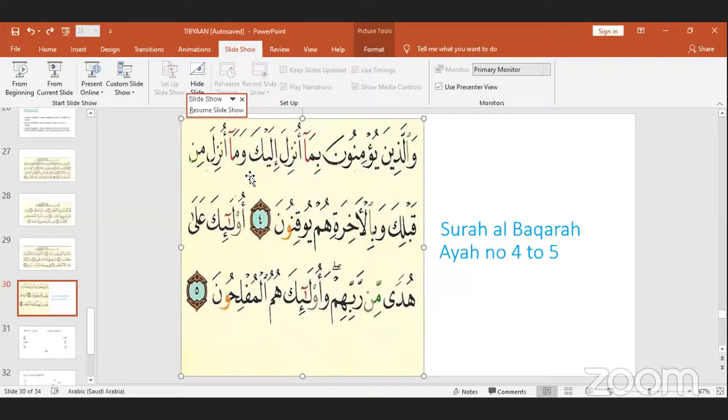So walladina yu'minuna bima إليك. I'm stopping there. If I'm stopping, إليك وما أنزل من قبلك. Again, I'm stopping. So if I'm stopping there, again from back. من قبلك وبالآخرة هم يوقنون.